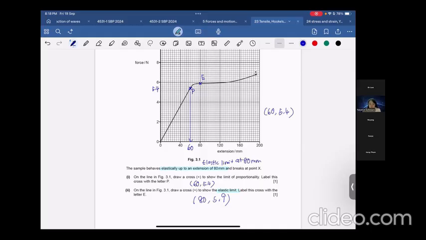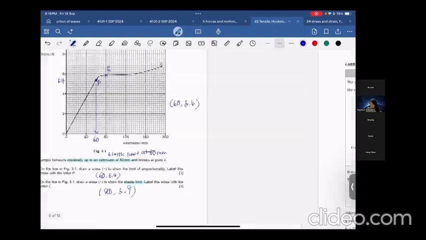Okay, so any questions for Hooke's law, finding the spring constant? No way is that your limit of proportionality. No way is that your elastic limit. Is it okay? Okay, thank you. Then we go to the next part.